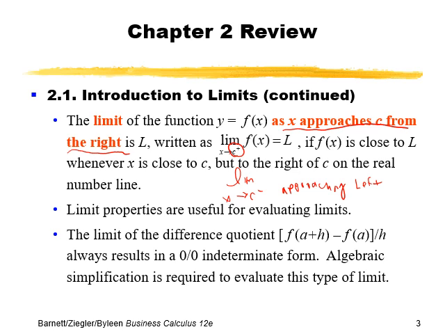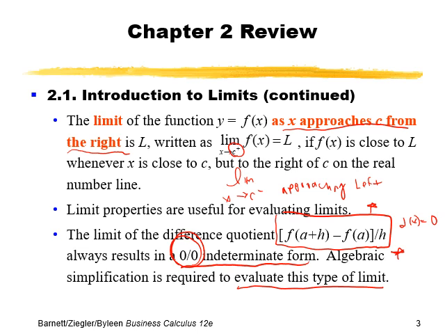Okay, limit properties are useful for evaluating limits, and this difference quotient that we introduce here is really the beginning of the definition of a derivative. But if you notice, we typically can get an indeterminate form. If you have 0 over 0, you need to do some algebraic simplification like factoring and reducing to evaluate this type of limit. If you get something where the denominator is 0, you probably have to do some algebraic simplification.